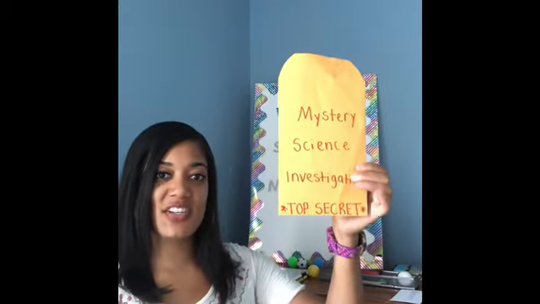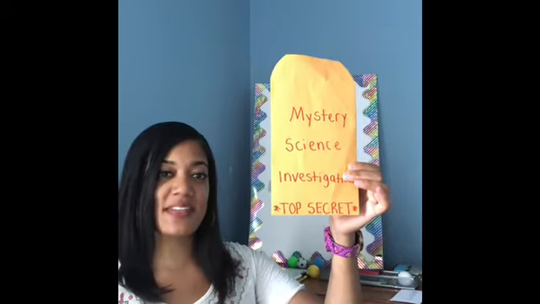Let's get started. As usual, we do have our mystery science investigation envelope that also says top secret. So inside the note says, "Hi scientist, today we're going to have a floating egg investigation. Love, the investigator." Before we get started, we do have two new vocabulary words.